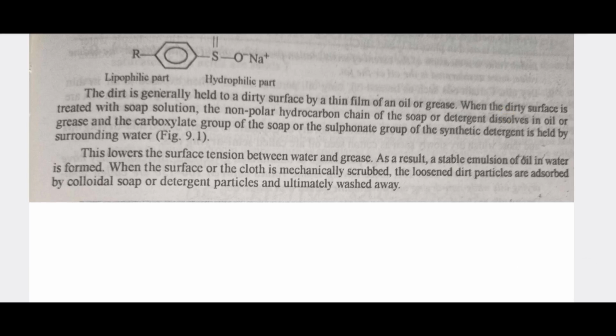The dirt is generally held to a dirty surface by a thin film of oil or grease. When the dirty surface is treated with the soap solution, the non-polar hydrocarbon chain of the soap or detergent dissolves in oil or grease, and the carboxylate group of the soap or sulfonate group of the synthetic detergent is held by the surrounding water. This lowers the surface tension between water and grease. As a result, a stable emulsion of oil in water is formed. When the surface or the cloth is mechanically scrubbed, the loosened dirt particles are adsorbed by colloidal soap or detergent particles and ultimately washed away.